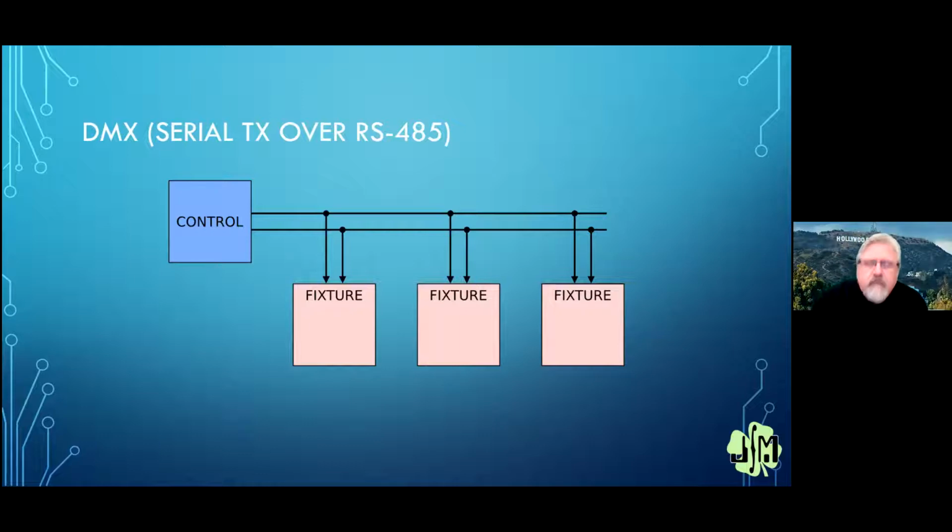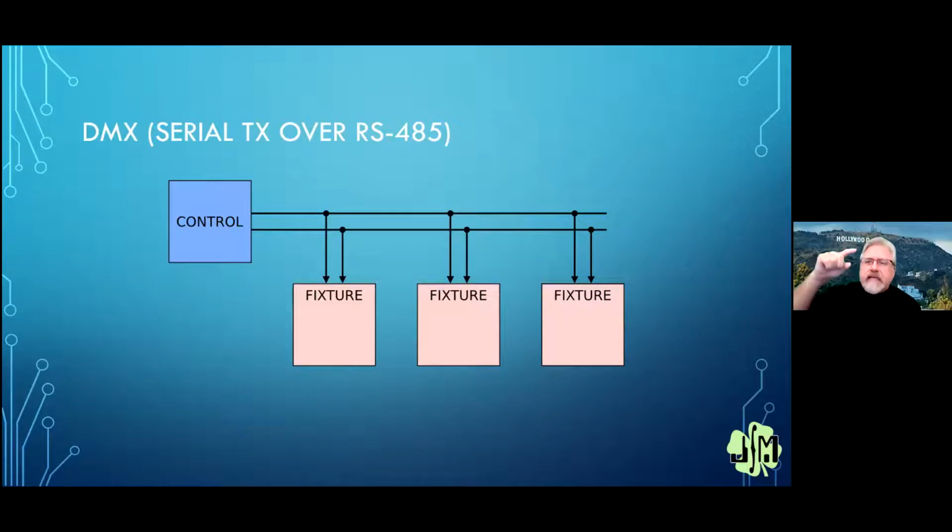Now, DMX is kind of interesting because it's not just serial data. What DMX does, and I probably should have made a diagram, is put what's called a break onto the line. So before it sends all of the packets to the fixtures, it pulls the line to a low state and holds it there for, I think the spec is 92 microseconds minimum. It's about 4 byte periods.